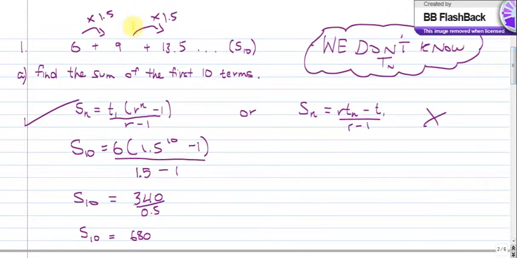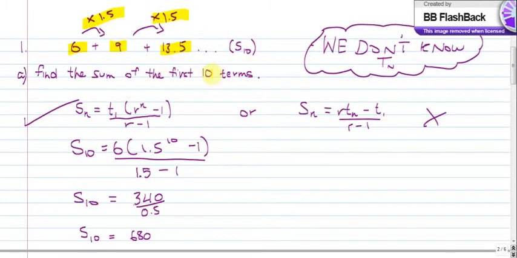Let's go to the first question. It shows 6, 9, 13.5. So let's find out the ratio first. To get from 6 to 9, you have to multiply by 1.5. To get from 9 to 13.5, you have to multiply by 1.5. So that'll be our ratio.